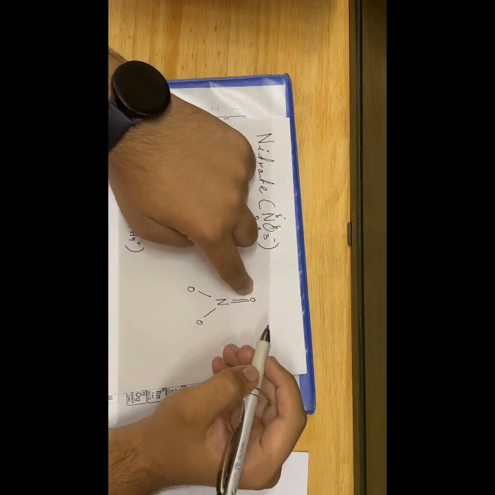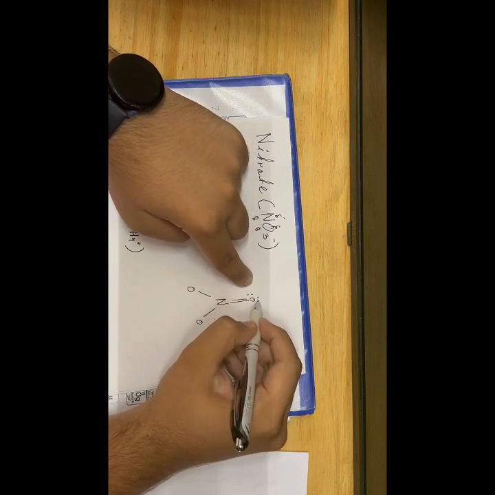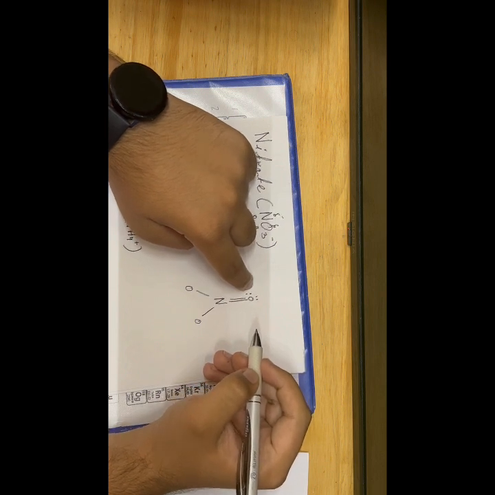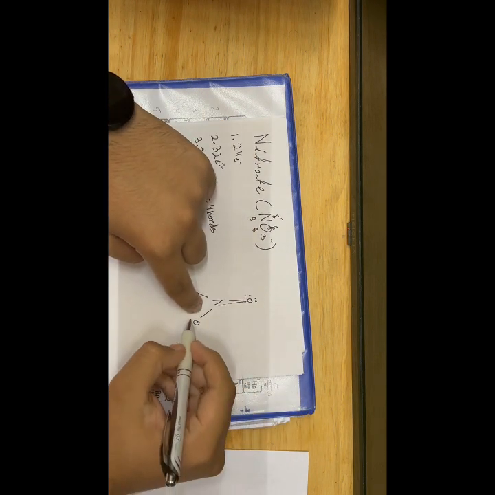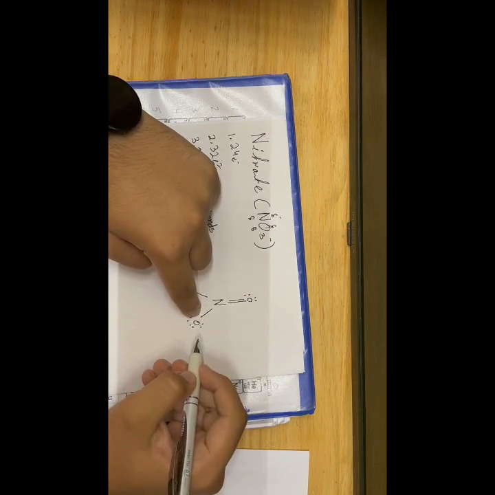So we know this already has 4. So we go 1, 2, 3, 4. This will fulfill this oxygen requirement of 8. We'll go here. We know this only has 2. So 1, 2, 3, 4, 5, 6. Now this oxygen has fulfilled its requirement of 8.